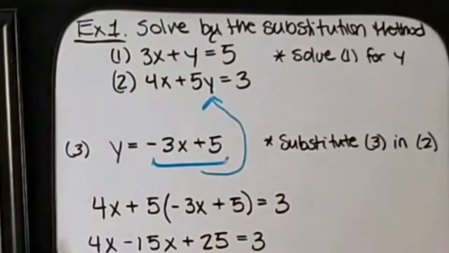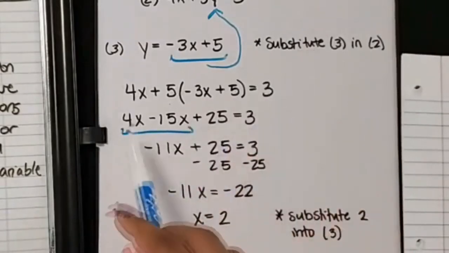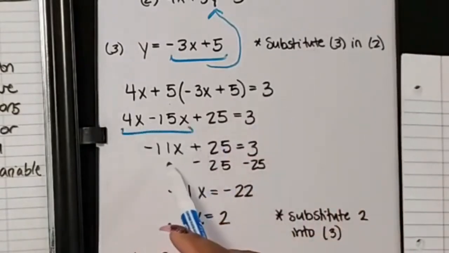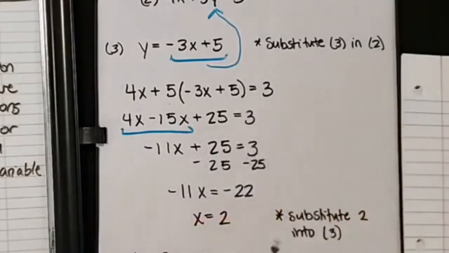Now this is where the order of operations and all that comes in. This 5 has to be distributed to the -3x and the +5, and we will get 4x minus 15x plus 25 equals 3. Then we have to combine like terms. 4x minus 15x is -11x, and we bring the rest of our equation down.